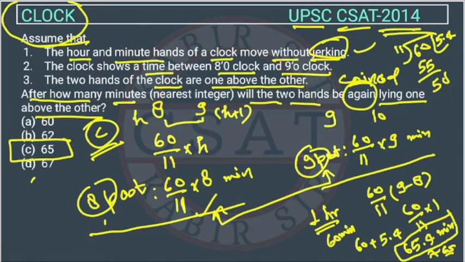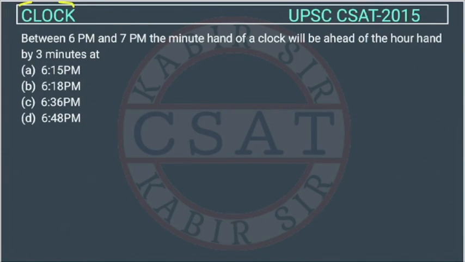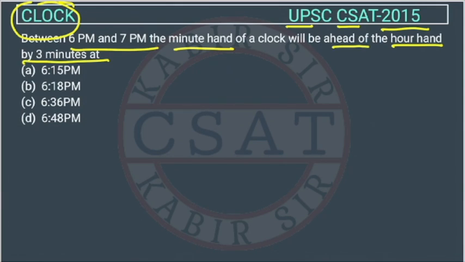Okay. So this is a question of clock asked by UPSC in the CSAT paper of 2015. Between 6 p.m. and 7 p.m. the minute hand of a clock will be ahead of the hour hand by 3 minutes, right? So बोल रहा है कि देखो 6 बजे क्या होगा, 6 बजे अगर आप घड़ी की सुई देखो तो hour hand will be at 6 and minute hand will be at 12, right? So the question is asking that ऐसा कब टाइम आएगा कि जो मिनट हैंड है वो जो आवर हैंड है उससे 3 मिनट आगे हो जाए, राइट?